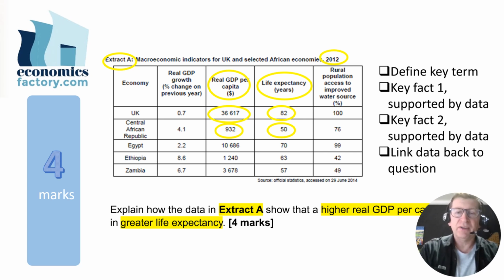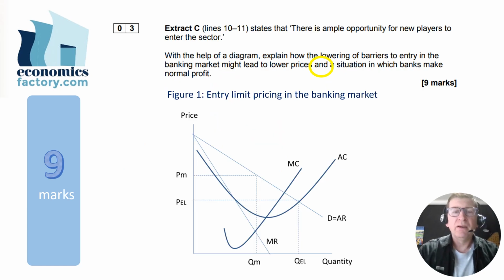And then all I need to do for my 4th sentence is link that back. So I can say here that this makes sense because countries with higher real GDP per capita are going to be able to afford better healthcare, and that's going to feed through to higher life expectancy. So job done. 4 sentences, 4 marks. We've got 6 out of 6, and we're nicely set up as we go on to the longer parts of the question. So the next one is the 9 marker.